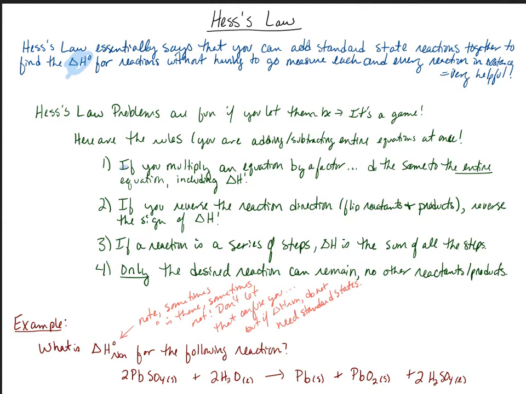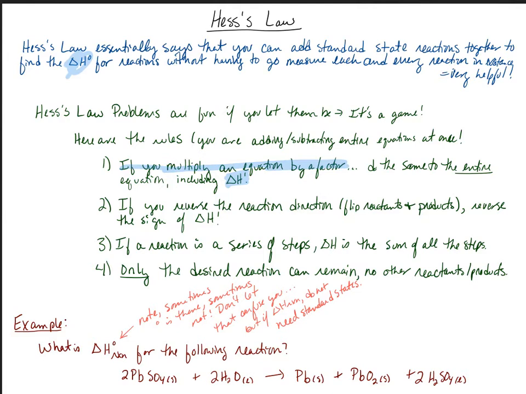If you multiply an equation by a factor, you have to multiply all of it by a factor. This includes delta H. So like if you have H2 plus 1/2 O2 equals H2O, you would multiply all of that times 2 along with the delta H in order to add that. And basically you do this as you need to.